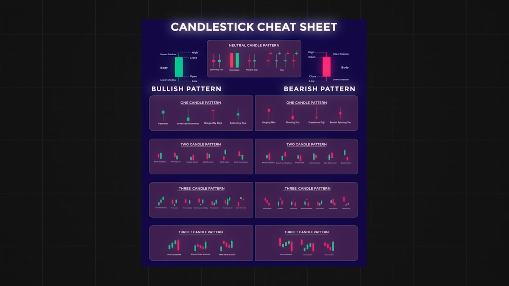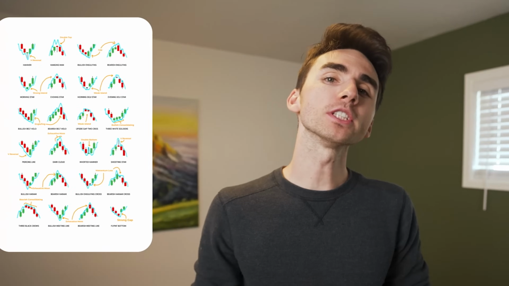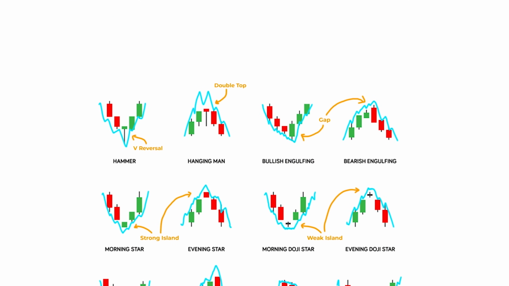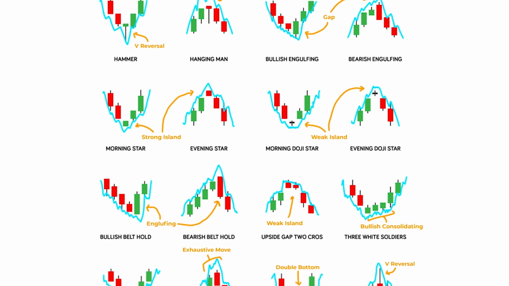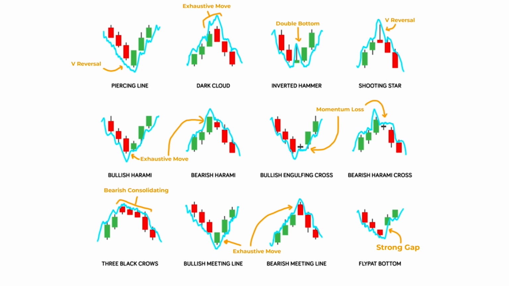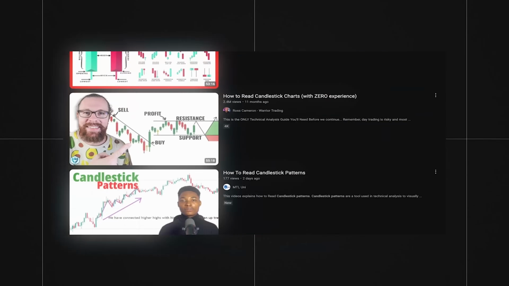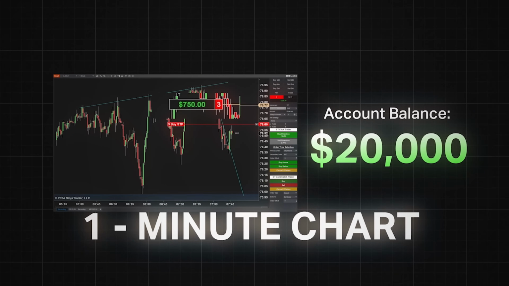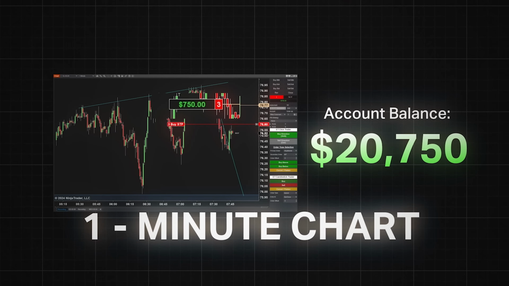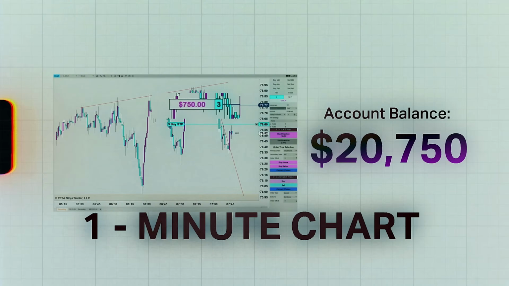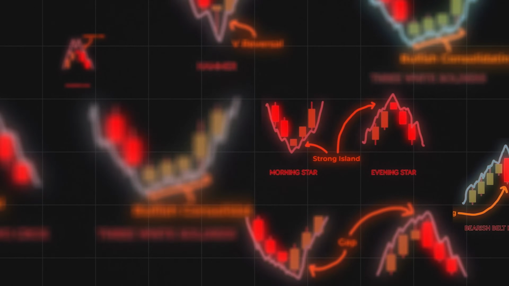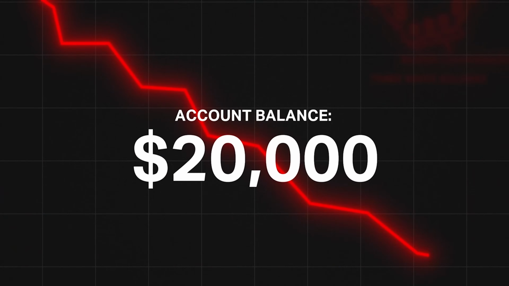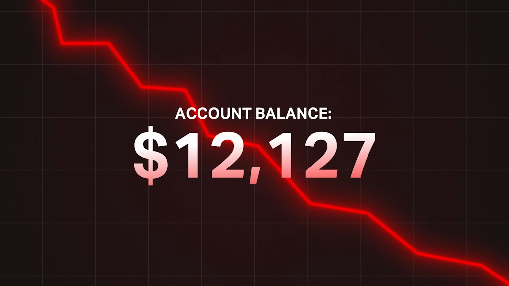I'm sure you've seen a candlestick cheat sheet like this before, but have you ever seen one like this? Many videos on YouTube talk about candlesticks, but no video on YouTube truly teaches you to understand them. Learning to understand what each candlestick is telling you on a smaller time frame will unlock your ability to read the market. Without this, you are just blindly copying patterns, and you are definitely not going to become a profitable trader trying to do that.